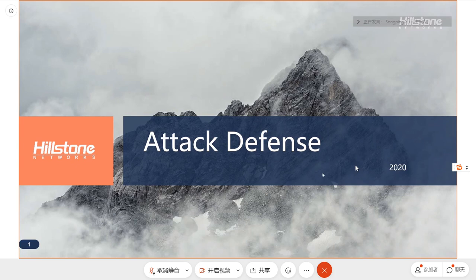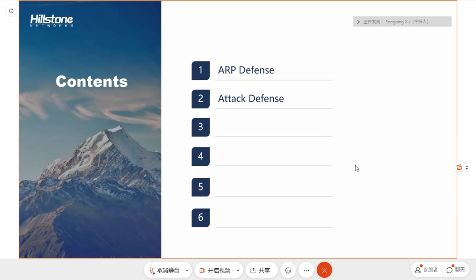Okay, in this chapter, I'm going to share some information regarding the attack defense functions in the Hillstone NG firewall. Basically, I'm going to introduce what ARP defense is and how we can use it to defend against ARP attacks. The second part will be attack defense, the functions we use to defend against commonly used attacks like DoS, flooding, scanning, etc.